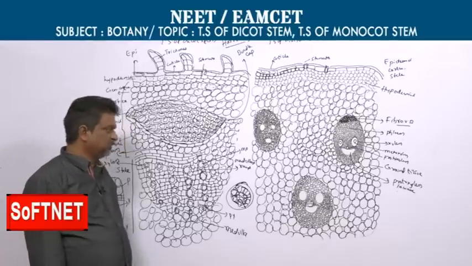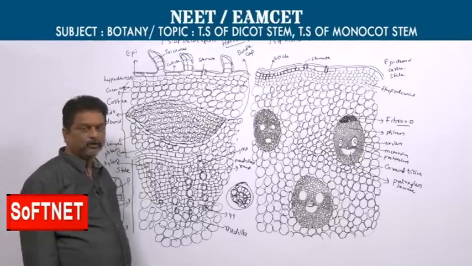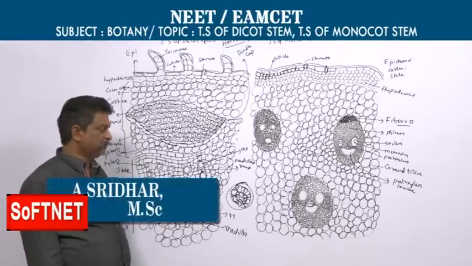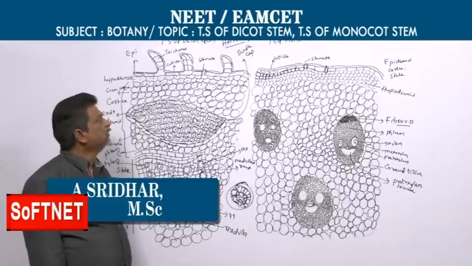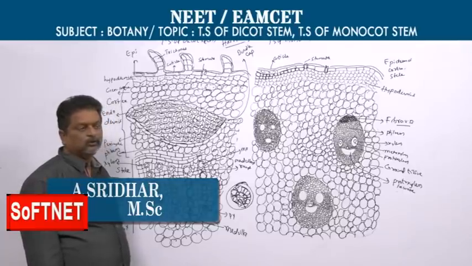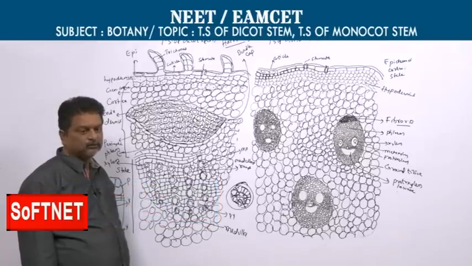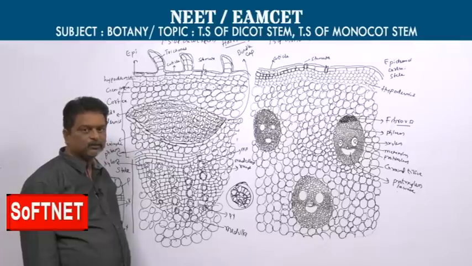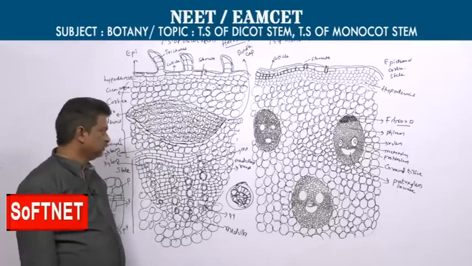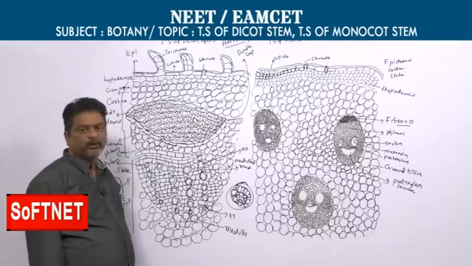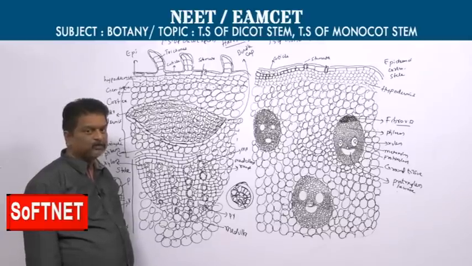So, if compared to root and stem, differences: the point in root epidermis is that it produces only unicellular outgrowths called root hairs. Because of root hairs, root epidermis is called epiblemma or rhizodermis or piliferous layer.